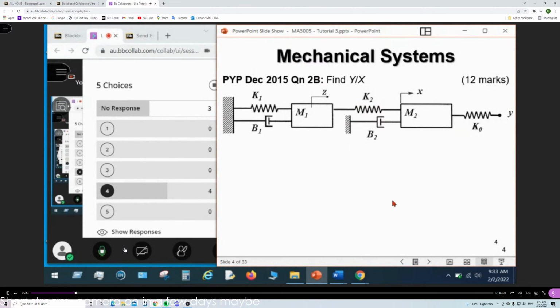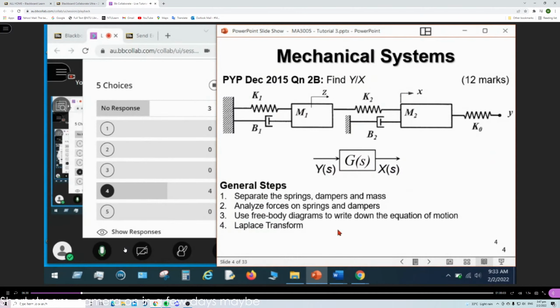Now, the first question, however, is not our tutorial question. This is a PYP question, explained in the online lecture by Professor Lam. You will see something like this in 2015. In 2020, you may see another system, but similar to this. He explained how to find the transfer function G(s), which is the ratio of Y(s) over X(s). These 4 steps are explained by Professor Lam, and they need not be memorized because it's an open book test. So you need to follow these steps.